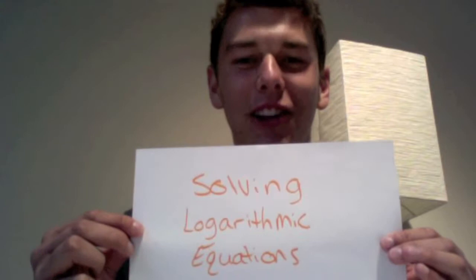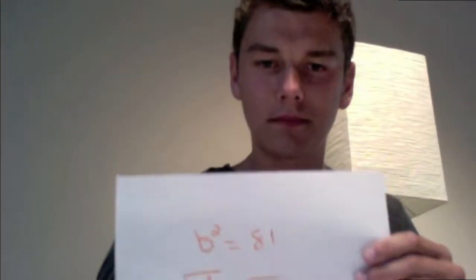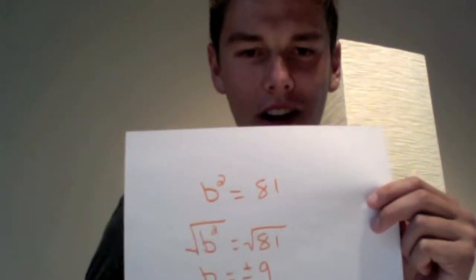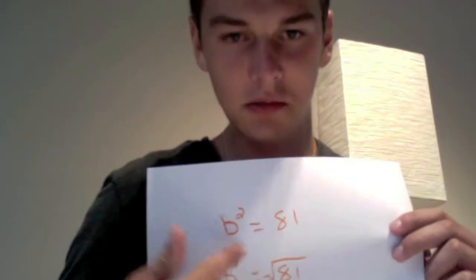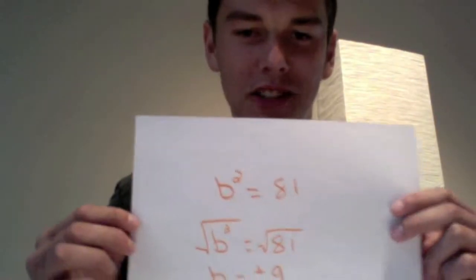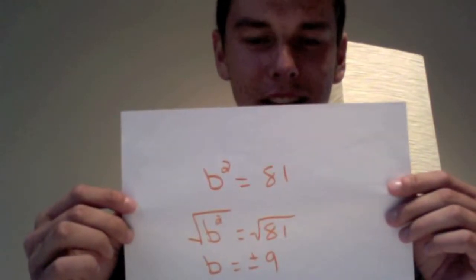Solving exponential equations. And now we'll take a look at solving logarithmic equations. Let's solve an easy one to start off with. We're going to solve log b 81 equals 2. I eliminated the log, then switched the equation around so that I have b squared equals 81. Then to solve for b, I simply take the square root of both sides, and there you have it.